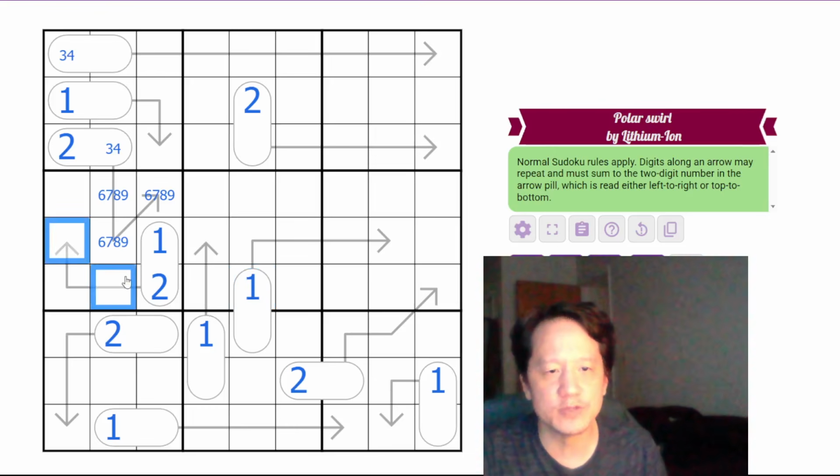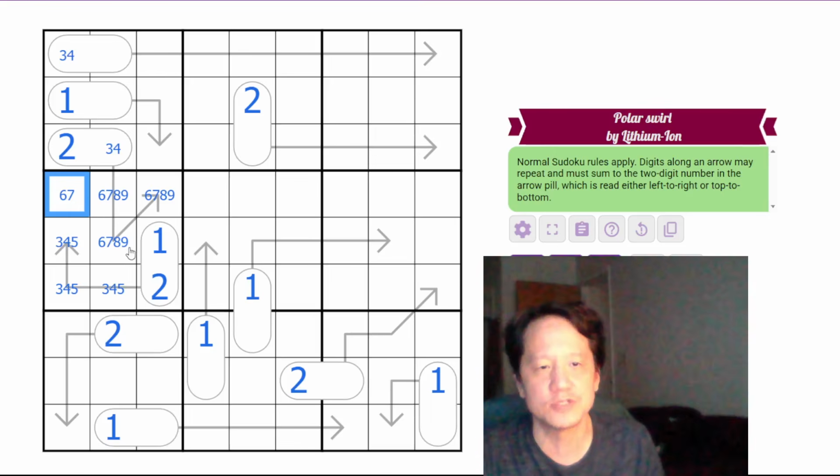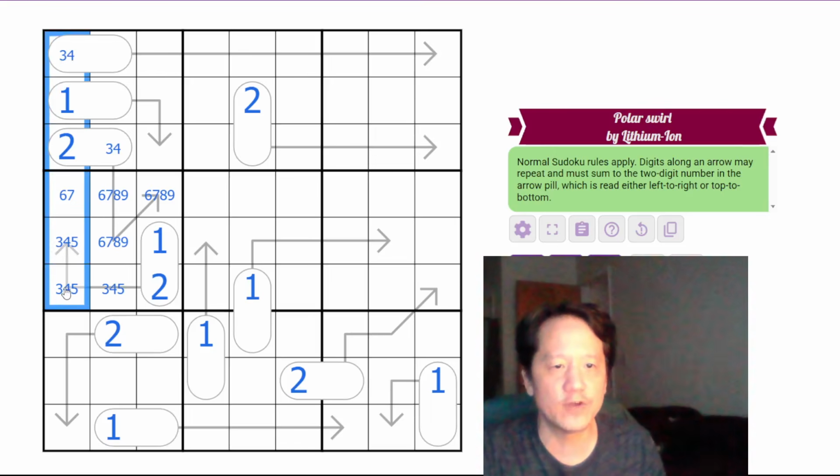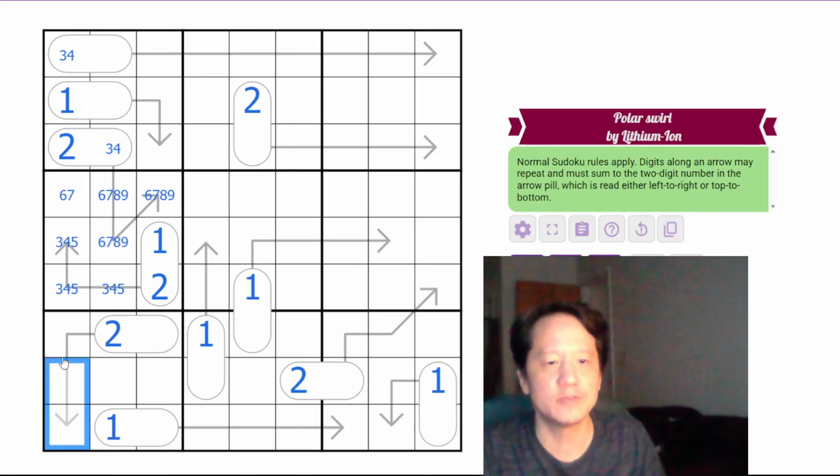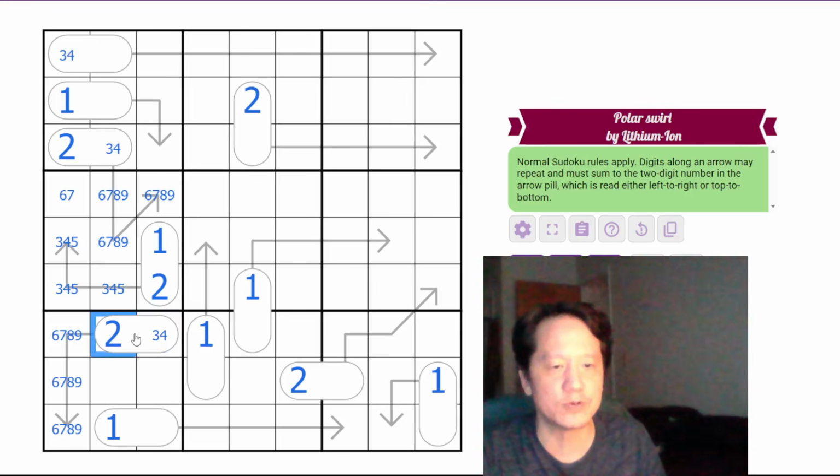Adding up to 12, because we don't have 1 and 2 available anymore. So therefore, the remaining digit in this box is 6 or 7. We have a 3, 4, 5 triplet in column 1, which eliminates 3, 4, 5 in the rest of the column. So this is 6, 7, 8, and 9. This must be 23 or 24 because we have 8, 9 guaranteed with a 6 or 7 there.